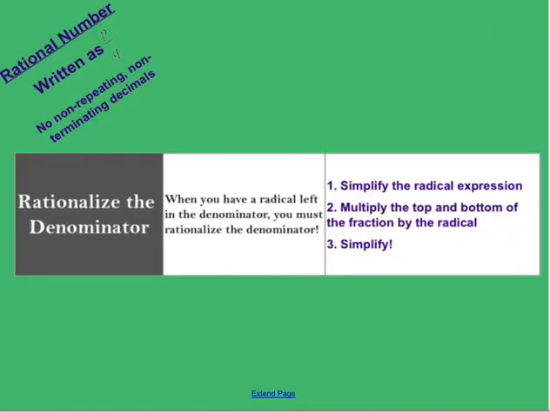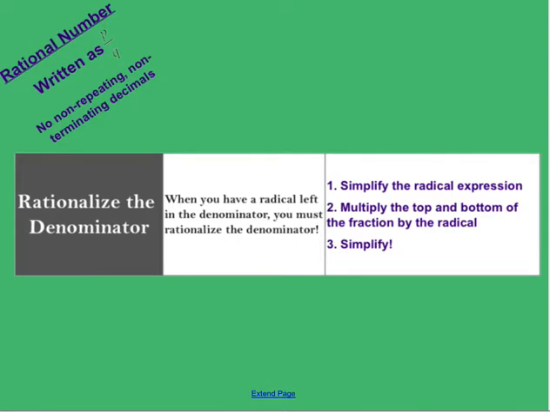So what is this rationalizing the denominator that I'm talking about? Rationalizing the denominator is when you do have a radical left in the denominator, we have to go through a process called rationalizing the denominator. And so to do that, first thing you want to do is simplify the fraction or the radical expression as much as you can. Then you're going to take a look at whatever radical is left on the bottom, and you're going to multiply the top and the bottom of the fraction by that radical.